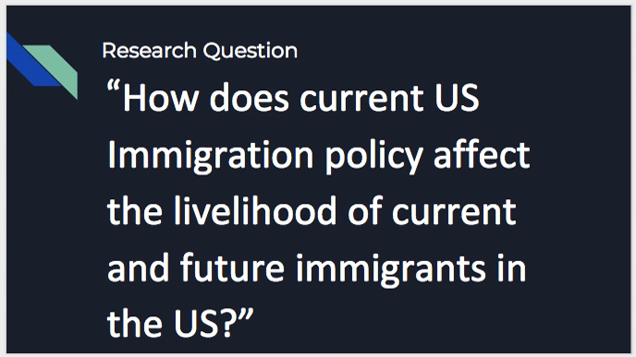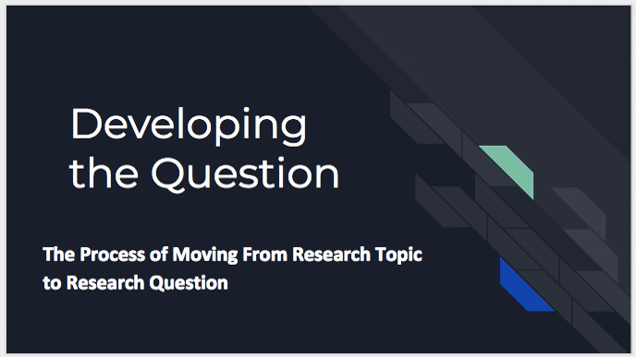My research question was as follows: how does current U.S. immigration policy affect the livelihood of current and future immigrants in the United States? Developing this question was an easy process, going from research topic to research question, as I chose to use an inverted pyramid model where I had my broad general topic at the top, and as the pyramid goes down I narrowed down my focus.